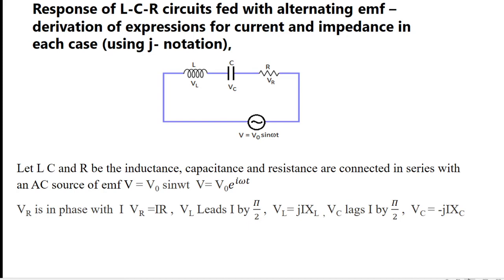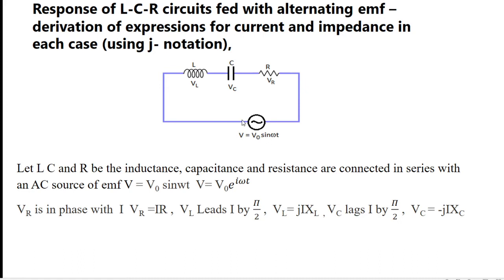Next, we will move on to response of LCR circuit fed with alternating EMF, or the derivation of expression for current and impedance in LCR circuit using J notation. Let us consider the inductor, capacitor and resistance connected in series with AC source of EMF V is equal to V naught sin omega t.